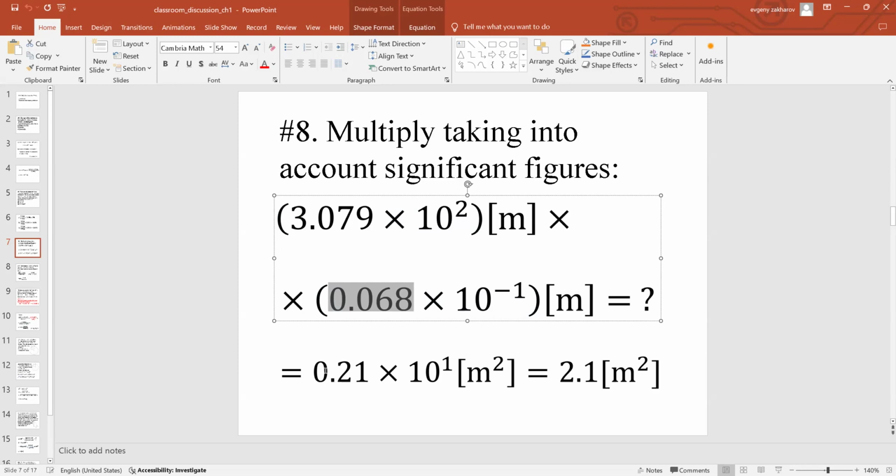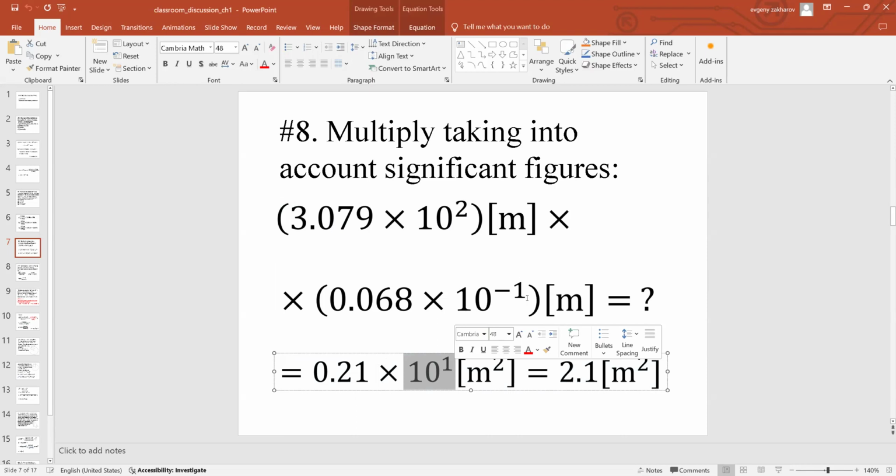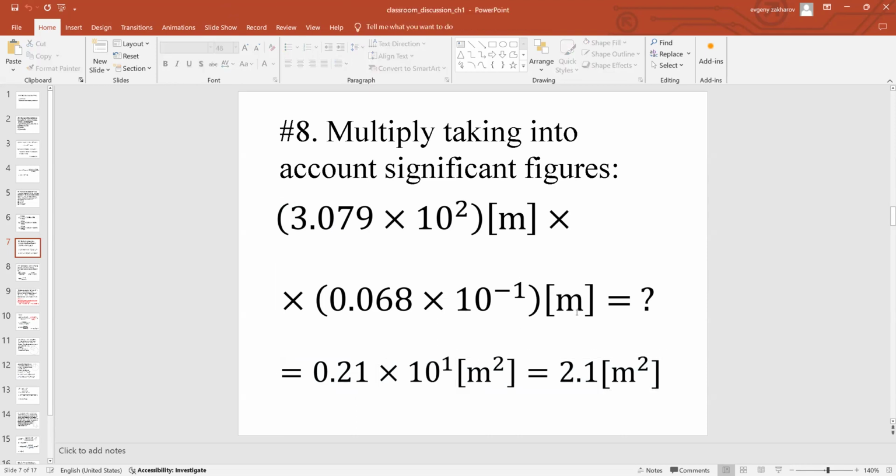So the 0 that is leading, it's not significant. And then you say 2. And then it's 0, 9. So instead of a 0, you have to add 1 unit because the next digit is 9. 10 to the power of 1 because it's 2 plus -1. And meters times meters, that's meters squared. How about that? Questions and comments?